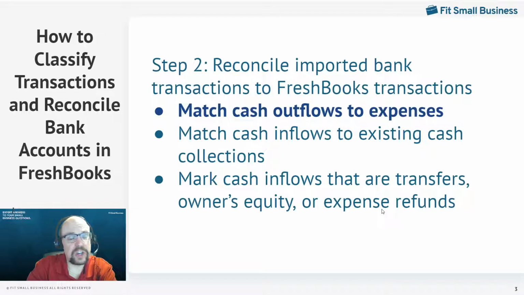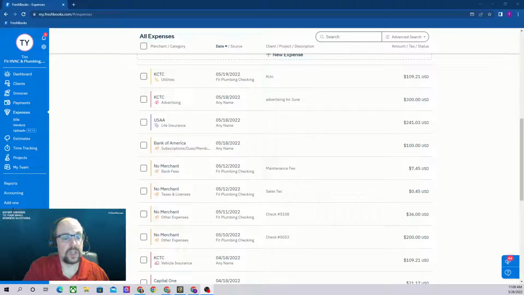So the first thing we're going to do is let's look at those cash outflows that we just assigned to expenses, and let's go into the reconciliation and actually make that match from the bank transaction to the FreshBooks transaction that we just edited and made sure was correct. So from our dashboard, we're going to go to Accounting in our left menu bar.